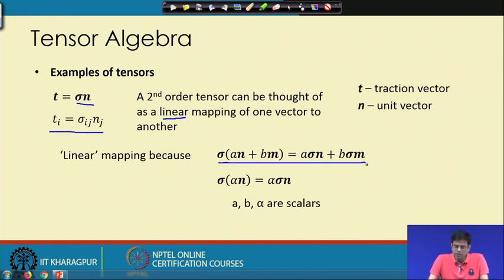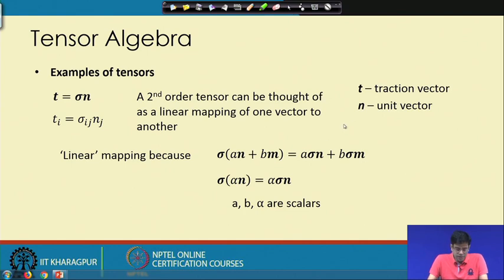If I multiply alpha with n and then post multiply that vector with sigma, then it becomes equal to alpha sigma n. If these two properties are satisfied, then we say this tensor is a linear function or linear tensor. So, this is linear mapping, the transformation is linear. The reason for linearity is these two properties. It satisfies these two properties.